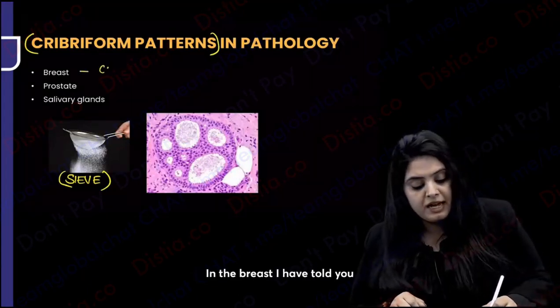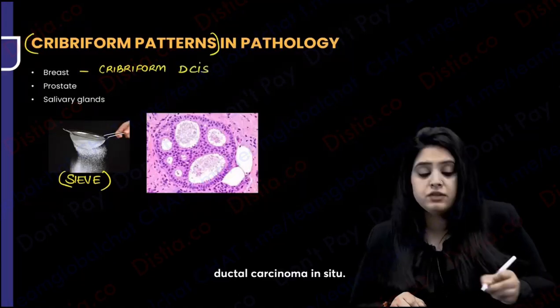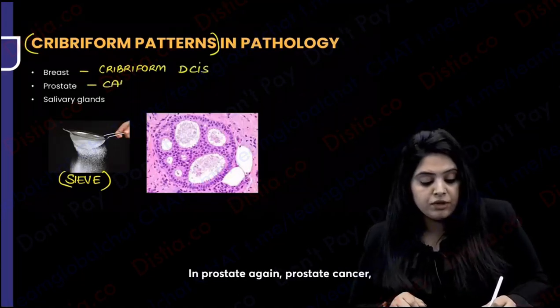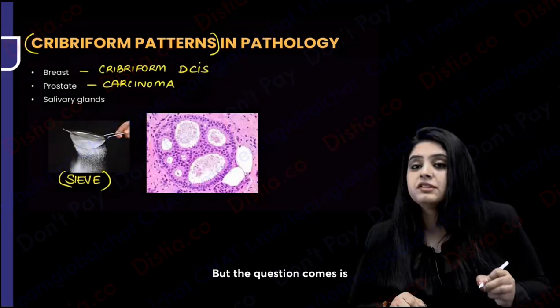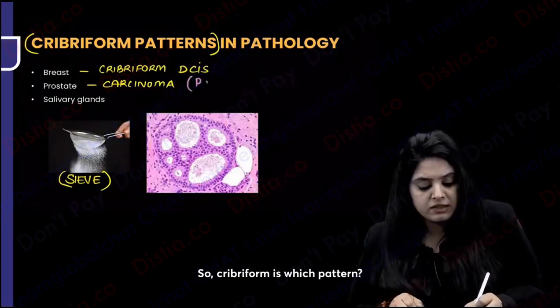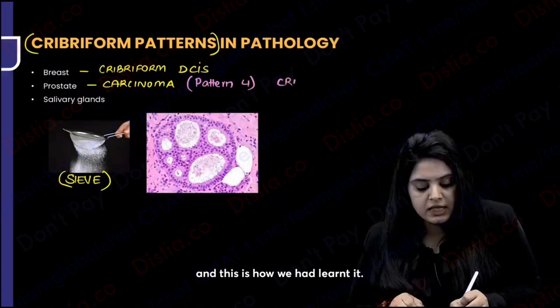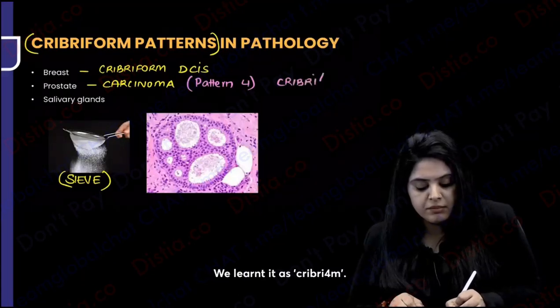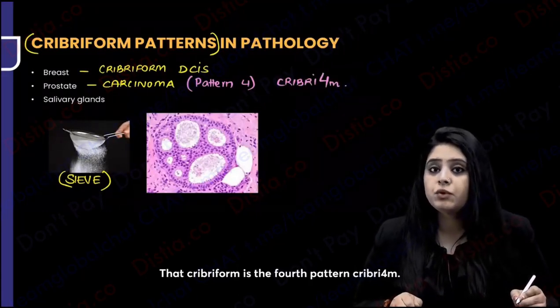In the breast, I've told you there is something called cribriform DCIS, ductal carcinoma in situ. In prostate, prostate carcinoma also shows it, but the question is, prostate is Gleason pattern, right? So cribriform is which pattern? Cribriform in prostate is pattern number 4, and this is how we had learnt it. That cribriform is the 4th pattern.